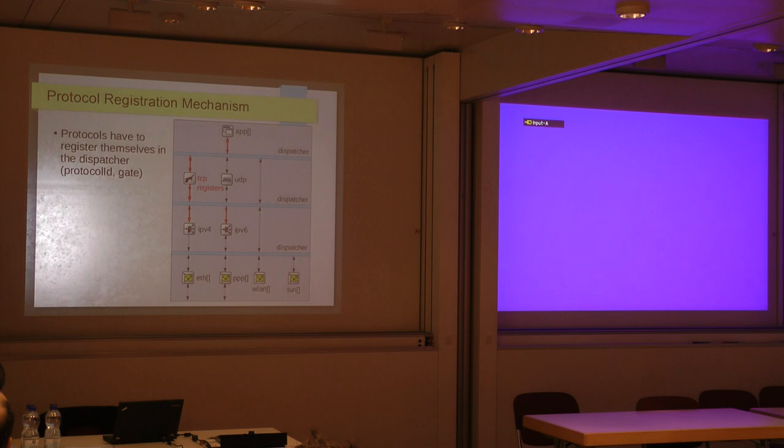This new architecture needs some way to find out where protocols actually are, so we introduce this protocol registration mechanism. The protocols need to register themselves in initialize via C++ calls, and the dispatchers learn where they are in the architecture, learn which gates they are connected to, and they also forward this registration towards modules further down the road so that they can also learn where the protocols are.